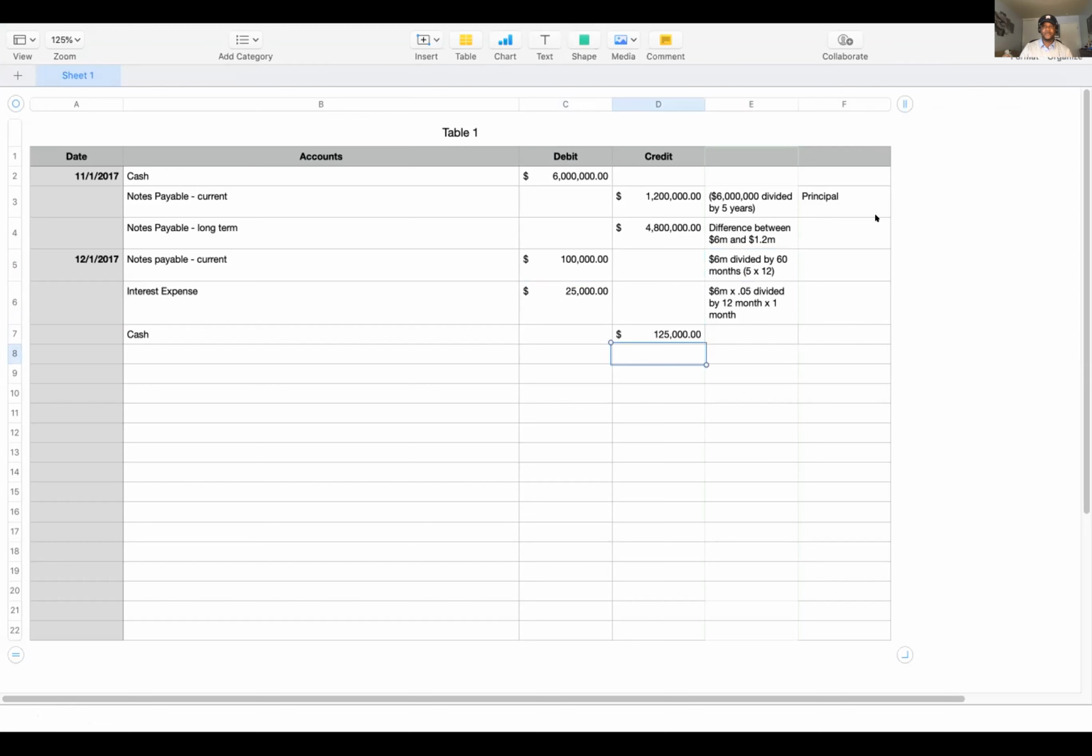Questions? How come you multiply it by 5 by 12 again? It's for 5 years, a 5-year term, and we're paying it every month. Okay.